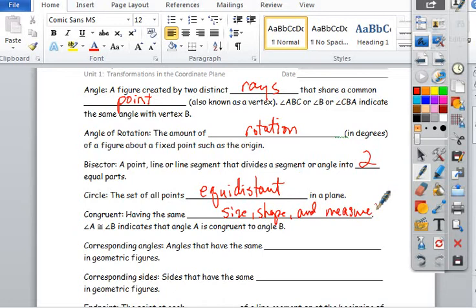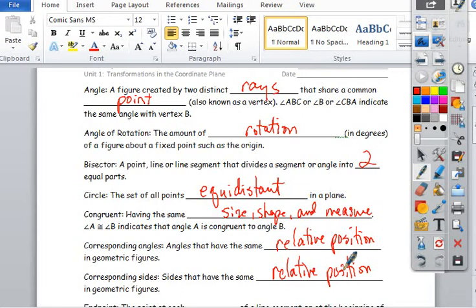Corresponding angles and corresponding sides. They have the same relative position. So if I say angle A is corresponding to angle B, they are in the same spots on those two things. If I say side XY corresponds to side AB, they are in the same spot on whatever we're talking about.